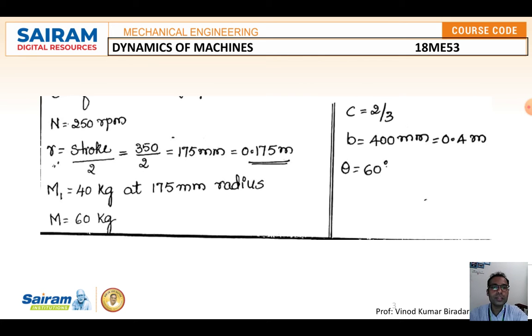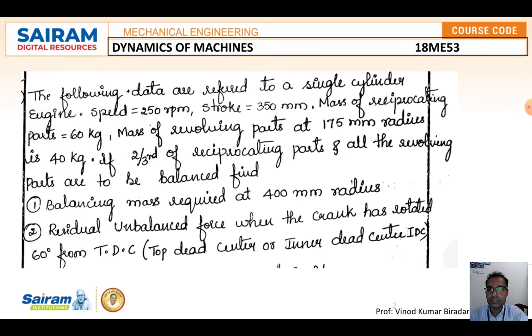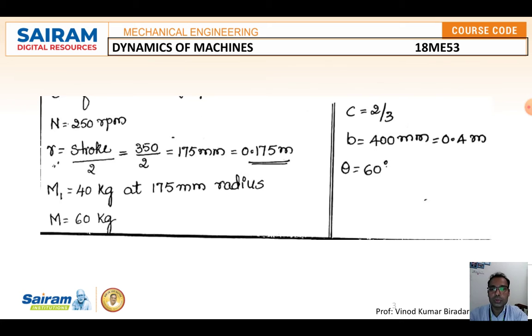c is given as 2/3. Here, the 2/3 of the reciprocating parts is denoted by c. b is given as 400 mm, that is 0.4 m. Theta is given, that is 60 degrees. Before solving the primary balancing, I have given the list of symbols, units and formulas. In the notes we have to remember that.